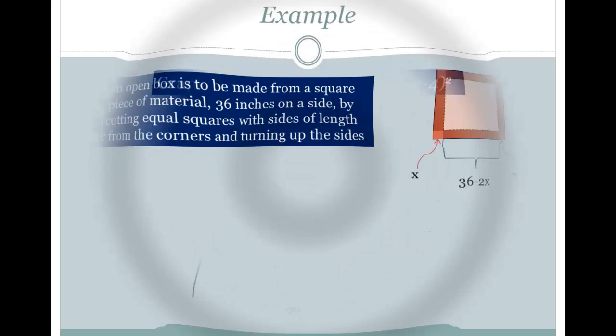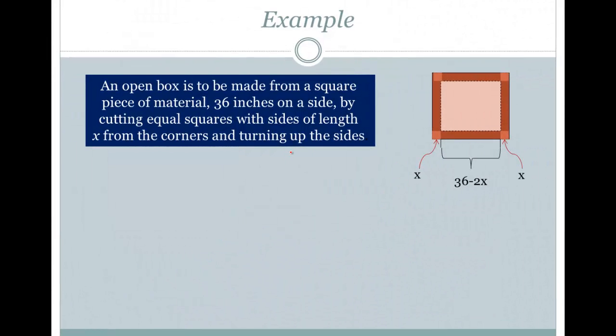All right. Now let's do a word problem. An open box is made from a square piece of material, 36 inches on a side. By cutting equal squares with sides of length x from the corners, we want to maximize the volume here. So I'm going to cut out an x on each side. If I'm going to maximize volume, I need to come up with a volume equation.